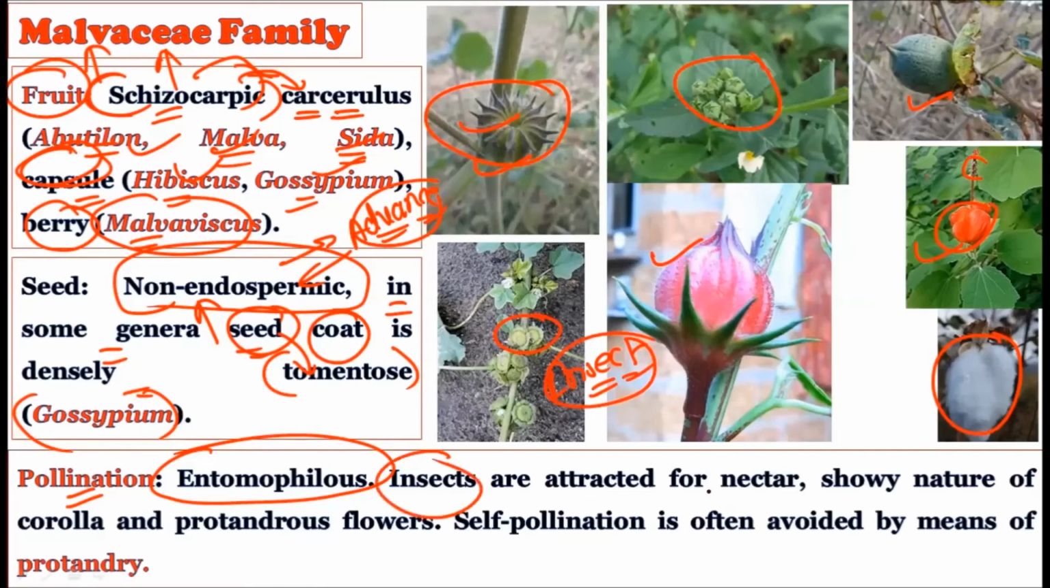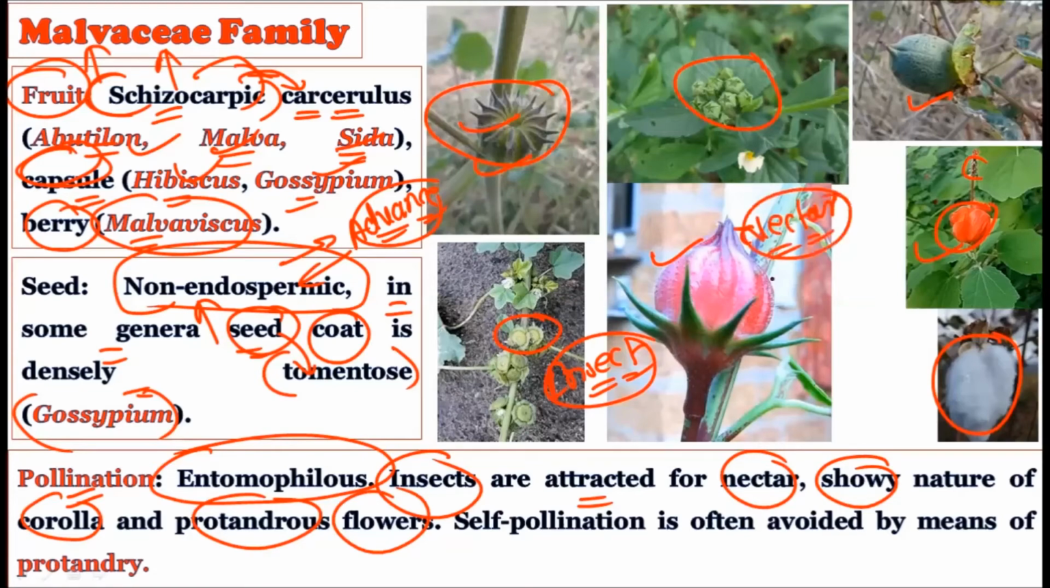Insects are attracted by the nectar, the showy nature of the corolla, and the protandrous flowers. How are the adaptations in the Malvaceae family to attract insects? There is the presence of nectar, and this nectar largely attracts honeybees. Then the showy nature of the flower is there. Flowers are very showy in nature. We have seen how beautiful the flowers and the corolla are, right? And the protandrous nature of the flower is also very useful in attracting the insects.